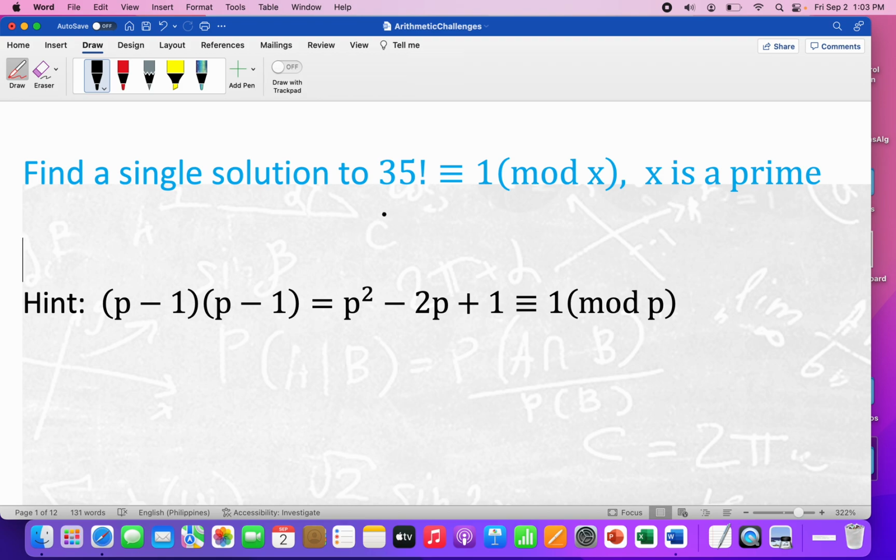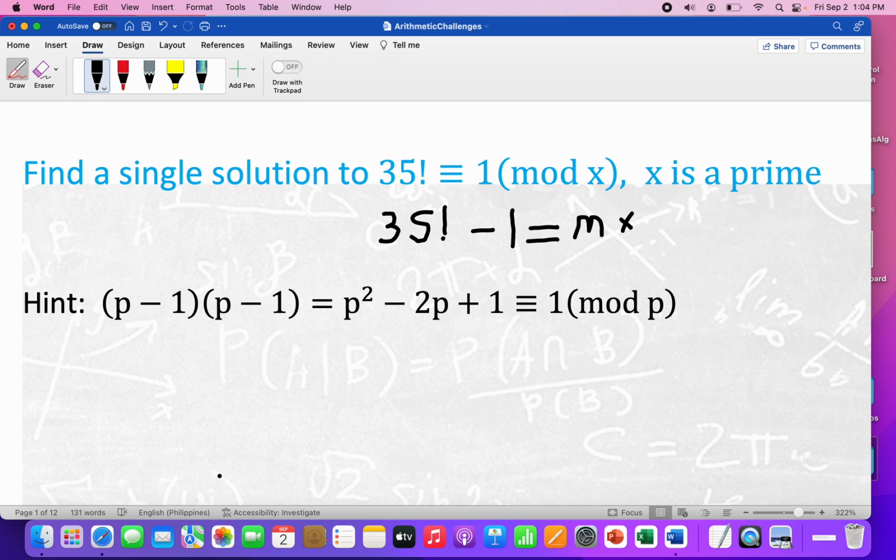This is the same thing as saying 35 factorial minus 1 is going to equal some multiple of x. So I'll just write that as mx, where m is some other integer. And again, folks, that reads mx, m is a multiple of x. 35 factorial minus 1, this huge number, is some multiple of x, where x is a prime.